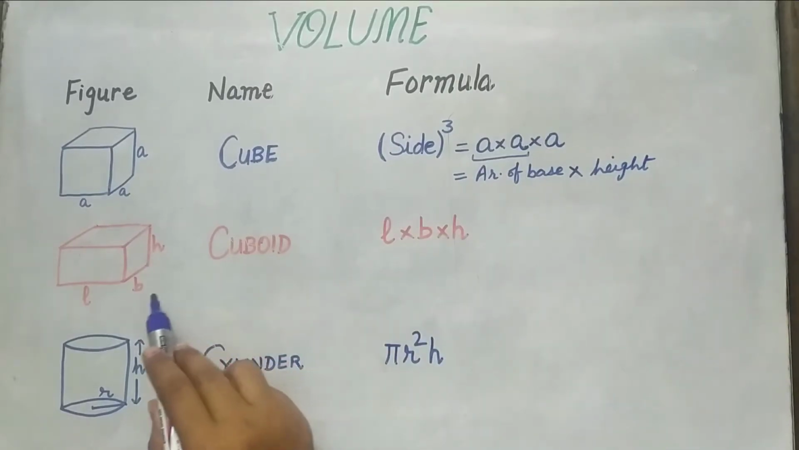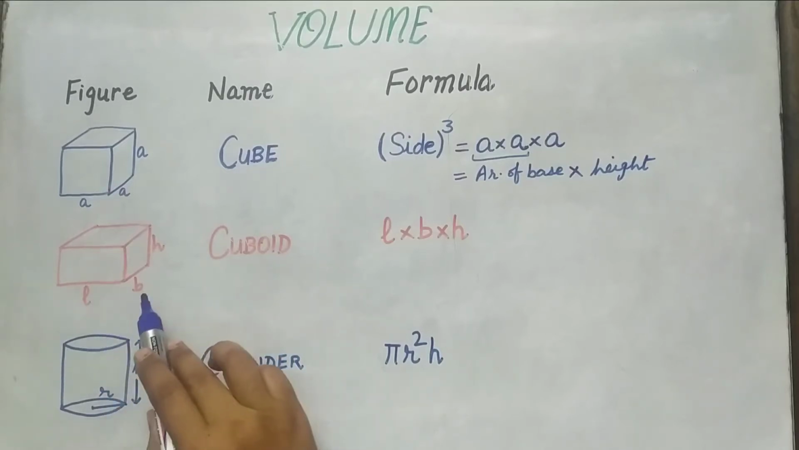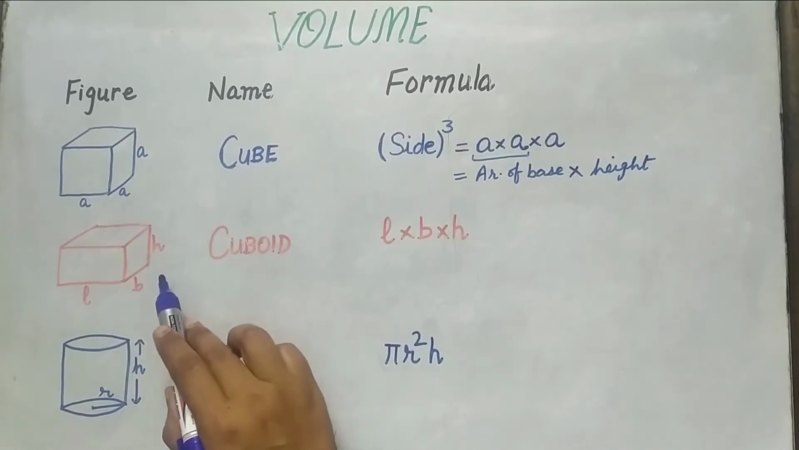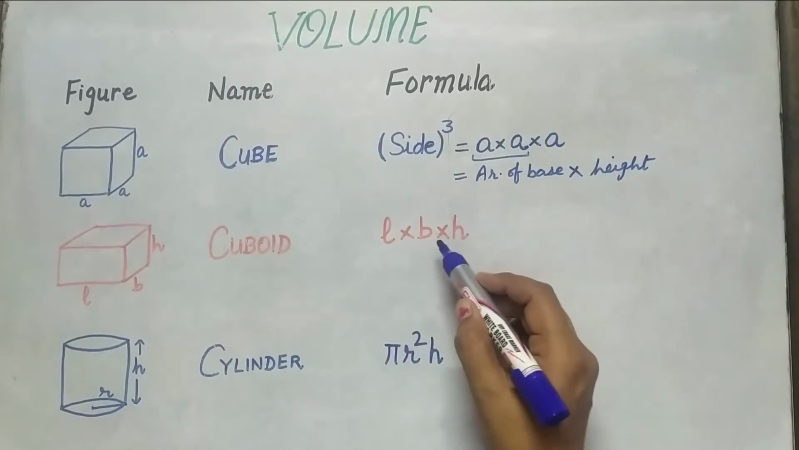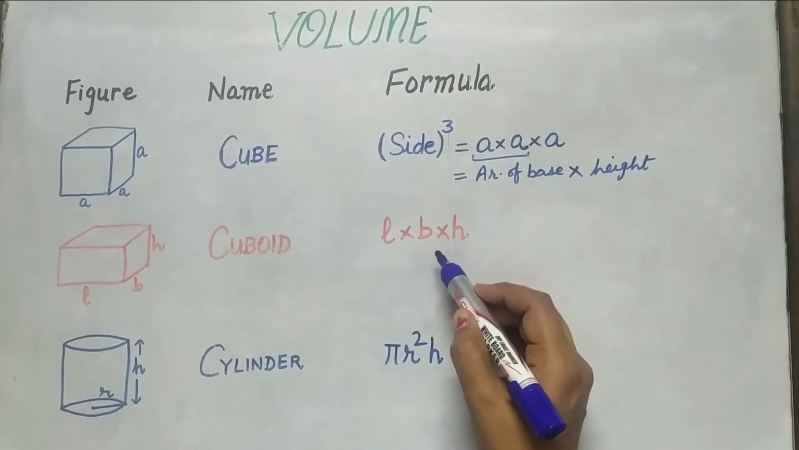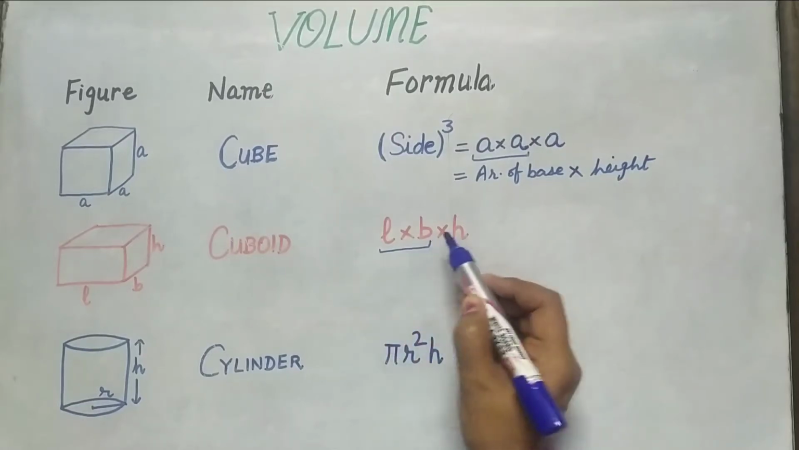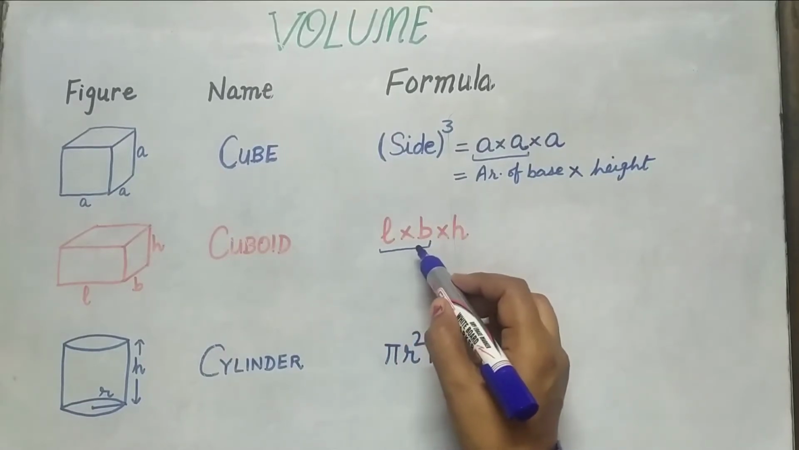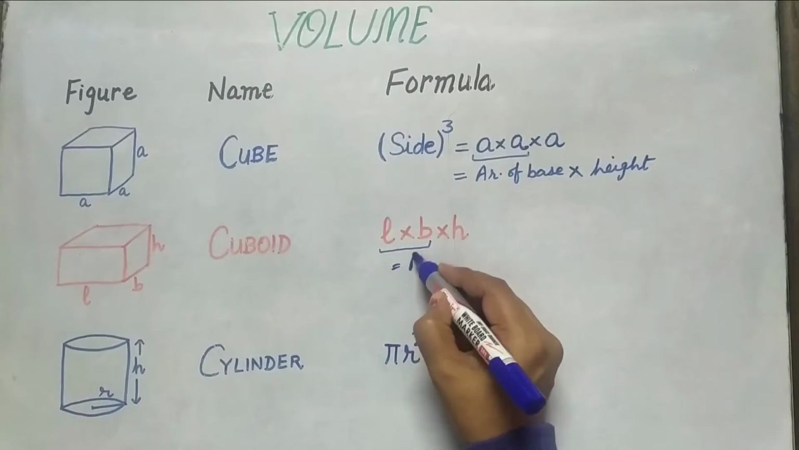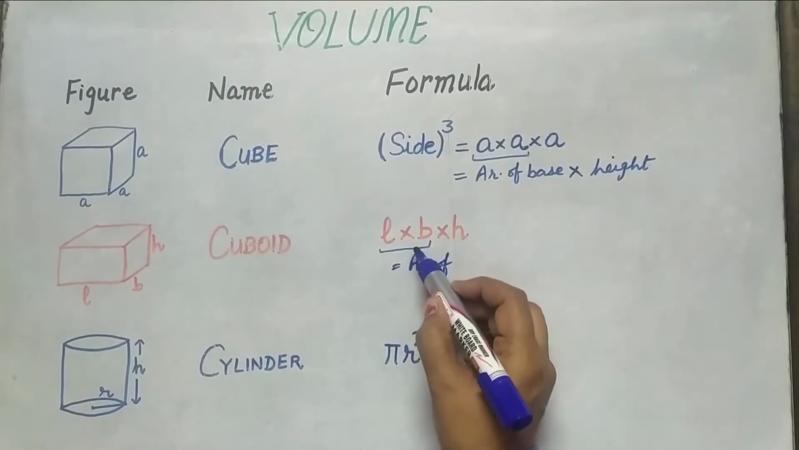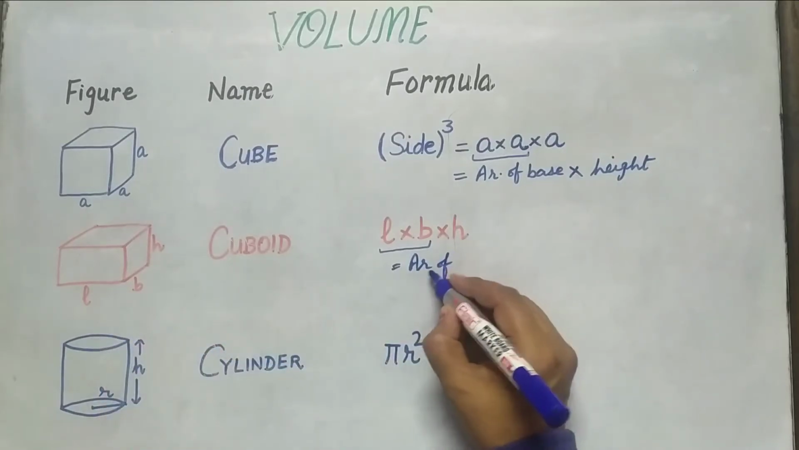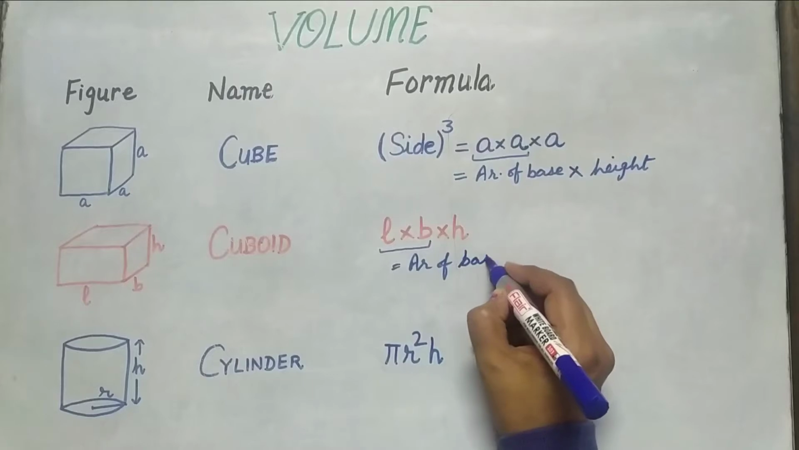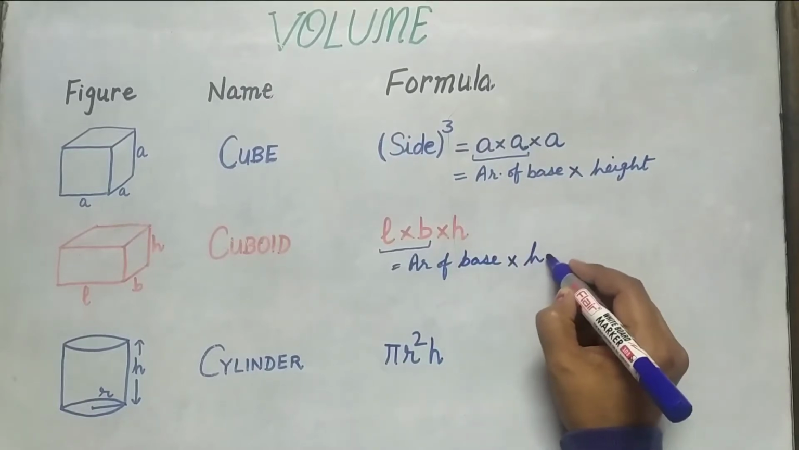Next figure is a cuboid with length L, breadth B and height h. The volume of cuboid will be length multiply breadth multiply height. Again, when we take the first two values, that is length into breadth, that is the area of a rectangle. Here the base of a cuboid is a shape of rectangle. So area of base multiply by again height.